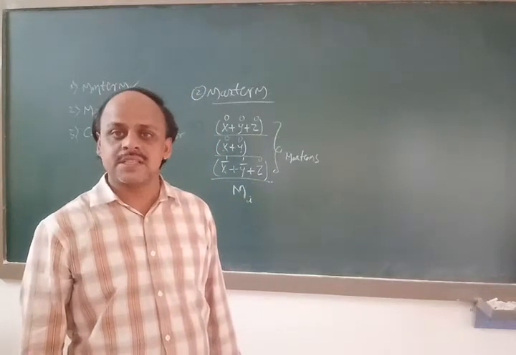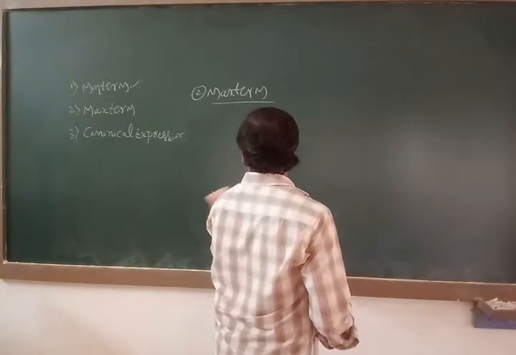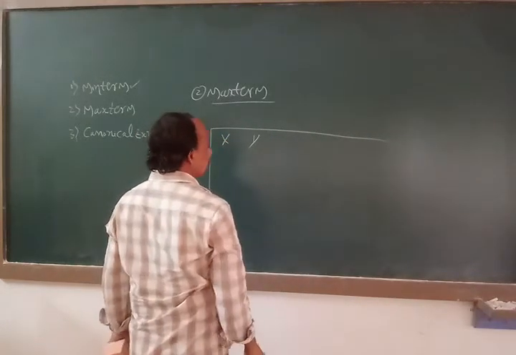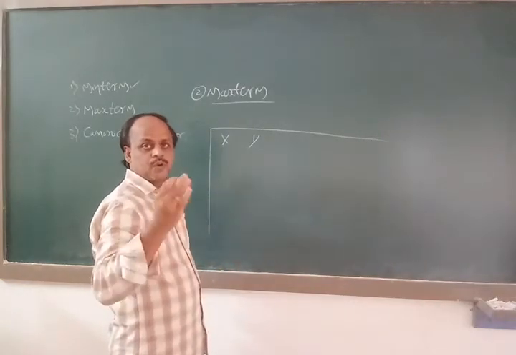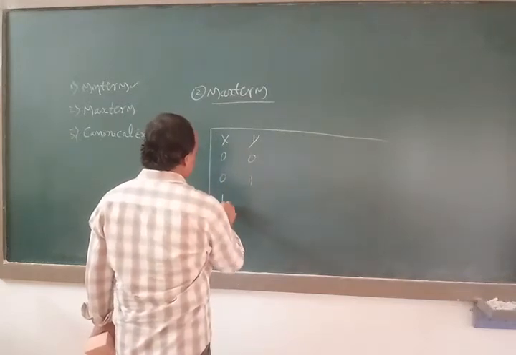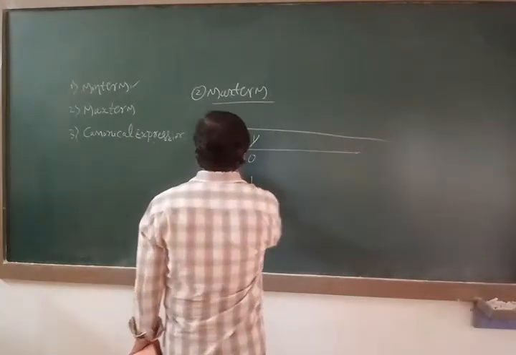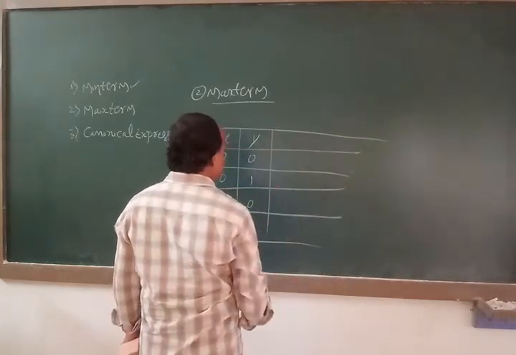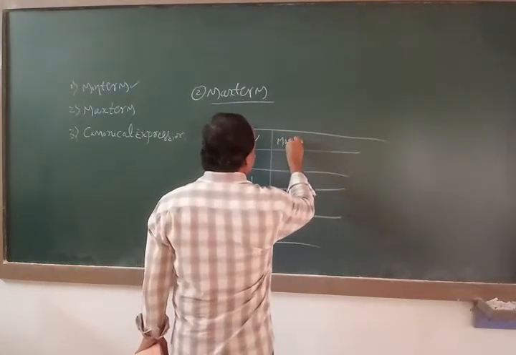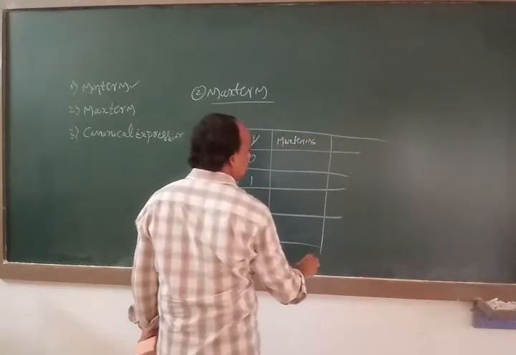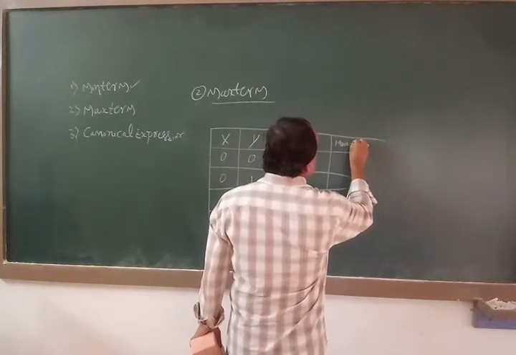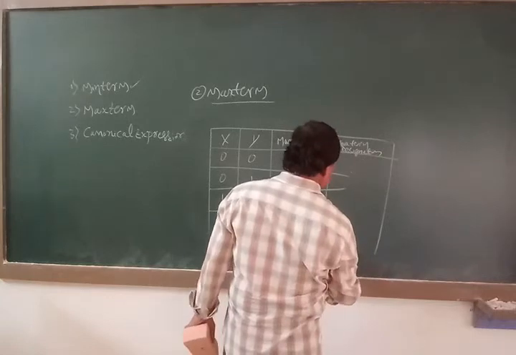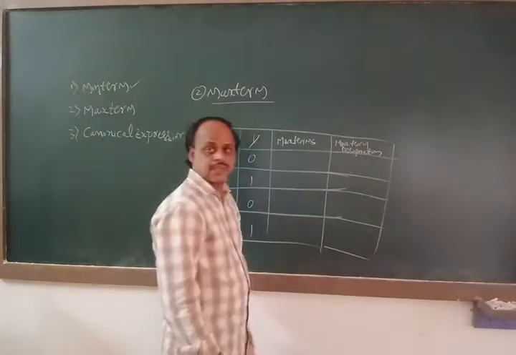Now consider two variables x and y and try to write max terms for two variables x and y, as well as the max term designation. X and y are the two variables. When there are two variables, the input combinations are 2 power n, 2 power 2, 4 combinations: 0 0, 0 1, 1 0, 1 1. So what we have to find? Max terms for two variables as well as the max term designation.